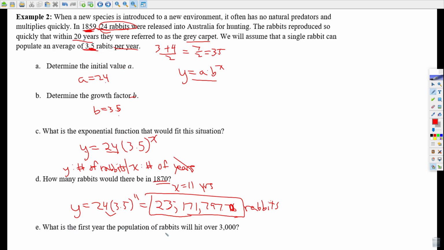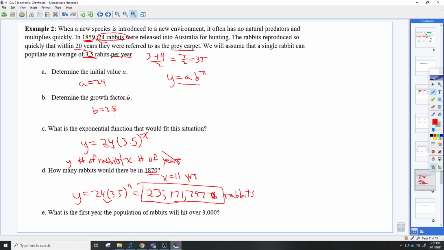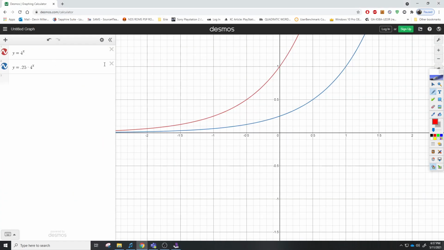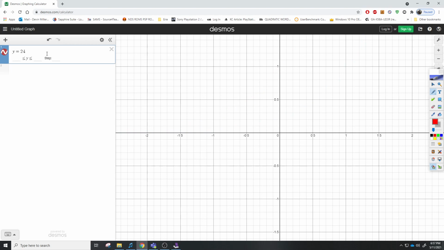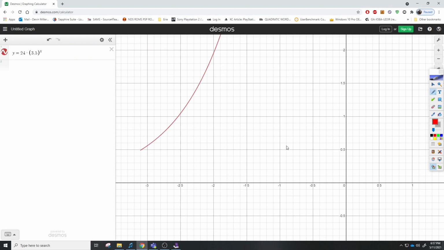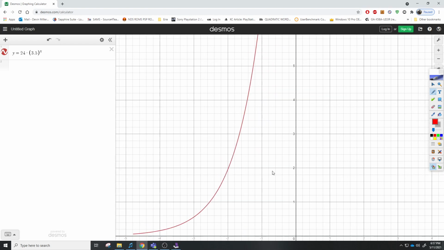What is the first year the population of rabbits will hit over 3,000? So let's see how long that will take. I think I'm going to put that in Desmos, and it'll be easier to see it in the table. So let's see if that even works. Take this one out. So we have 24, 4 times 3.5 to the x. That's going to be a tough one to see. Look at that. It's really, really big.